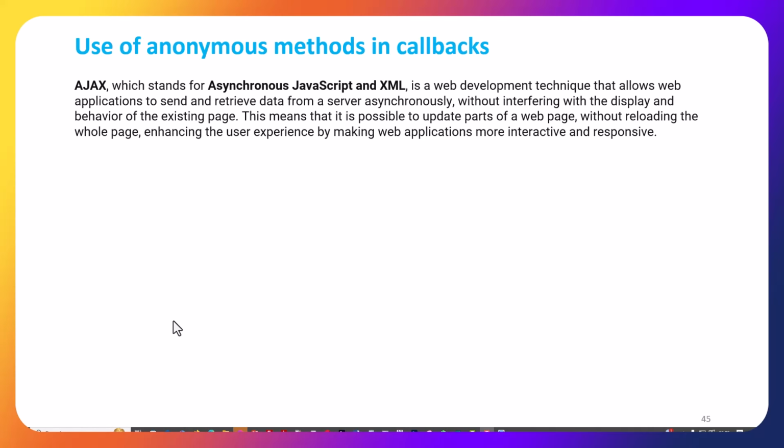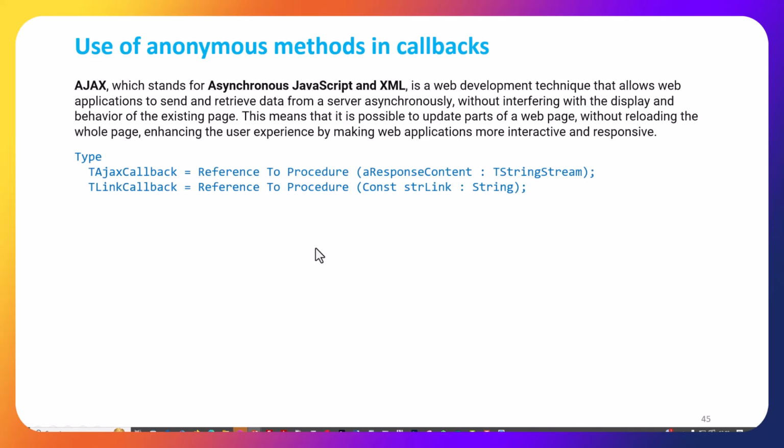So let's have a look at the use of anonymous method in callback. So AJAX, which stands for asynchronous JavaScript and XML, is a web development technique that allows web applications to send and receive data from a service asynchronously without interfering with the display and behavior of the existing page. This means that it is possible to update parts of a web page without reloading the whole web page, enhancing the user experience by making the web application more interactive and responsive. Okay, so if you're in any doubt what AJAX was, hopefully you are enlightened by now.